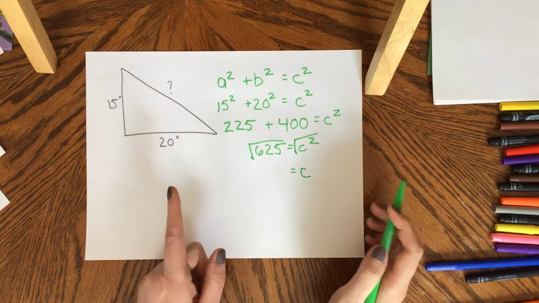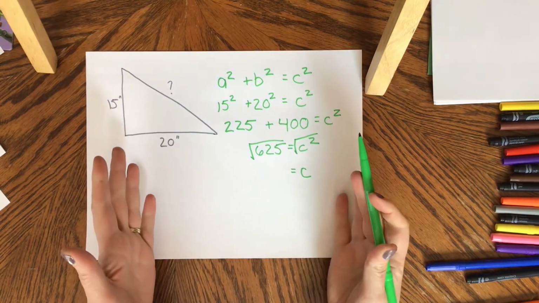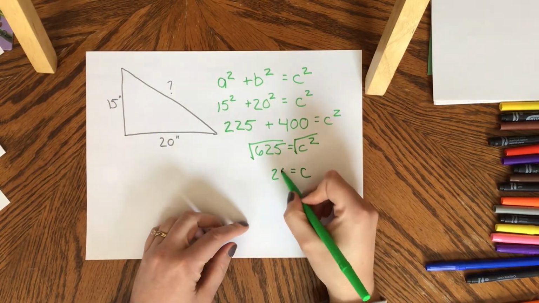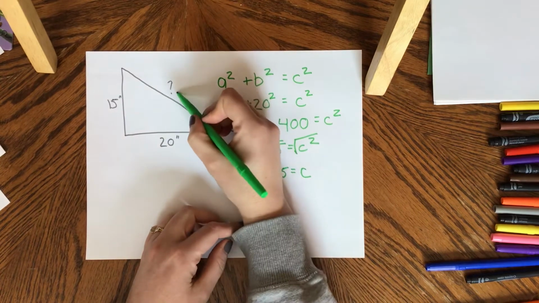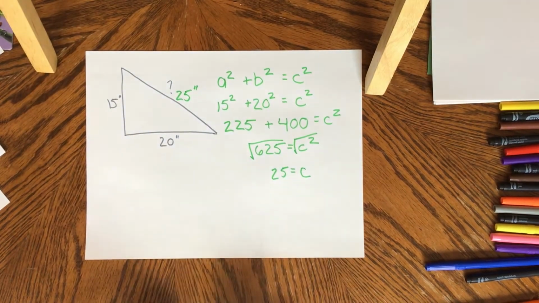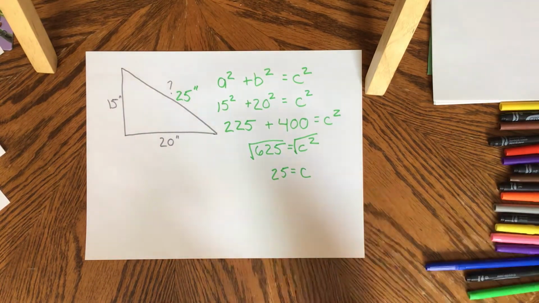So if I know my square roots, I divide 625 by 25 and get 25. So that's how I know that this answer is 25. So my answer is 25 inches on this side. So now we're going to solve to figure out how we find the area.